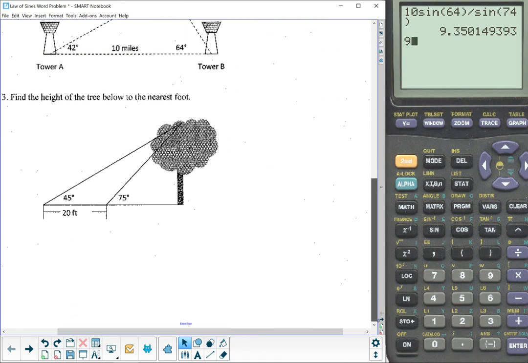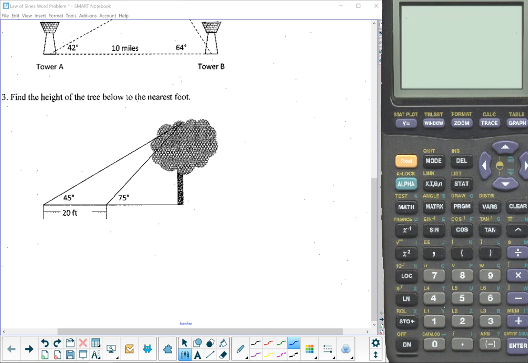Okay, number three. This is going to be like number one. Find the height of the tree to the nearest foot. You have to do some subtraction because you need to figure out this inside angle here. So I'm going to do 180 take away 75. That gives me 105 as the inside angle.